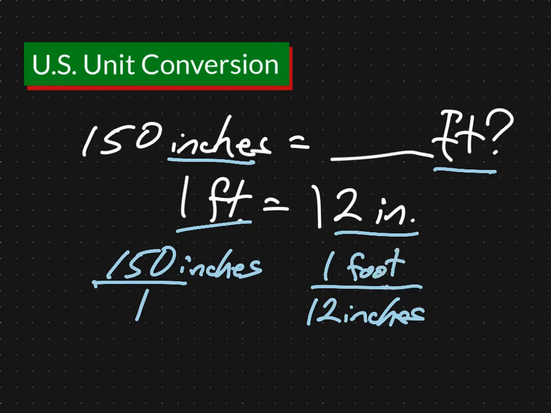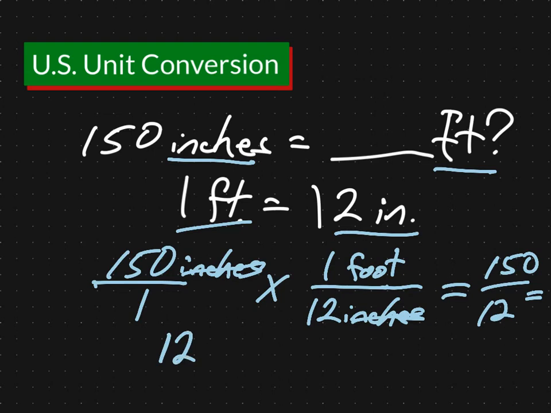So then in step 3, we set this up as a multiplication problem, and the inches are going to cancel out. We end up with 150, so 150 times 1 is 150, over 12. And when we punch those numbers into the calculator, we're going to find that 150 divided by 12 is 12.5, and the inches canceled out, so the only units we have left are feet. So 150 inches is the same as 12.5 feet.